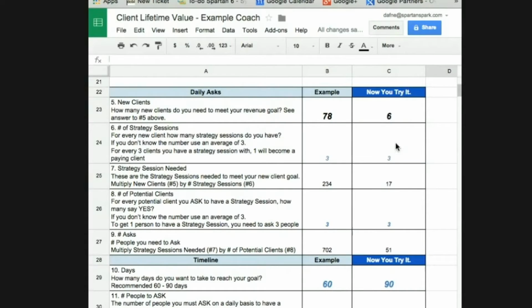Okay, so we'll keep working backwards here. The number of potential clients. For every potential client you ask to give a strategy session, how many say yes? Again, this is our conversion. So we're going to say 1 in 3 people say yes, so there's the 3 there, or 33%. And then what does that mean? Working backwards again, how many people do you need to ask for them to become a potential client? You need to talk to 51 people, and then 1 out of 3 of those people will go into a strategy session, and 1 out of 3 of those people will become that high-end client.